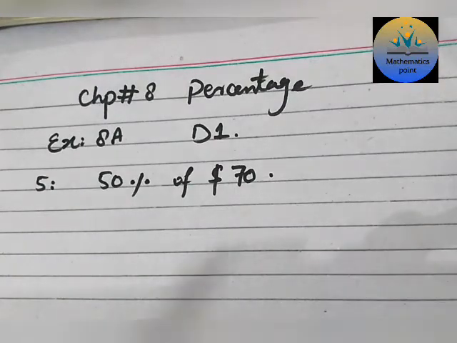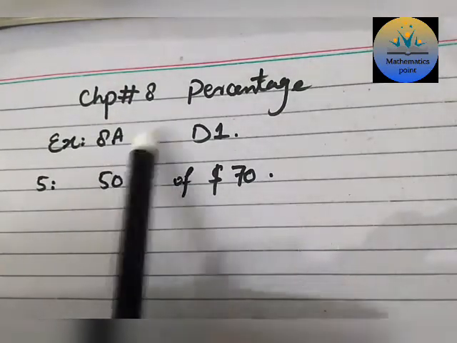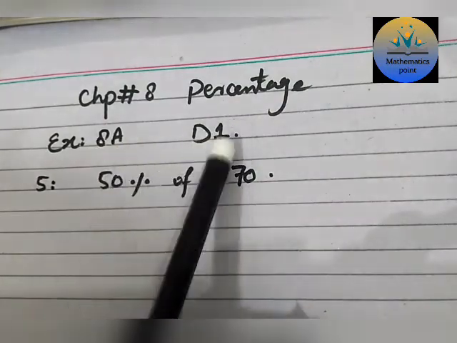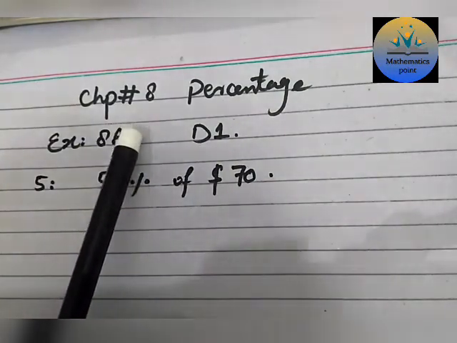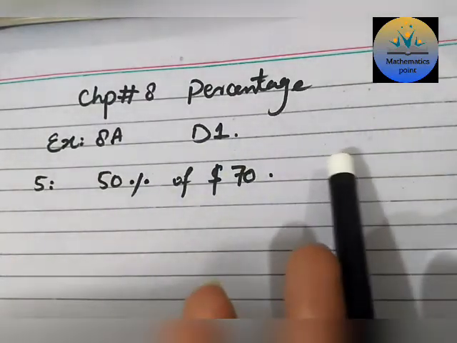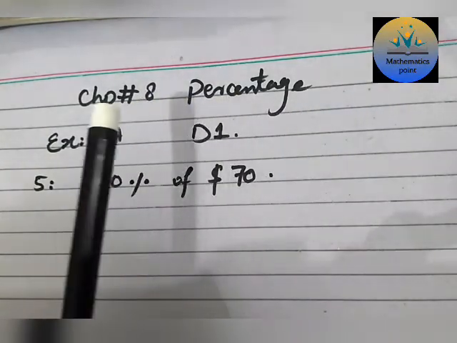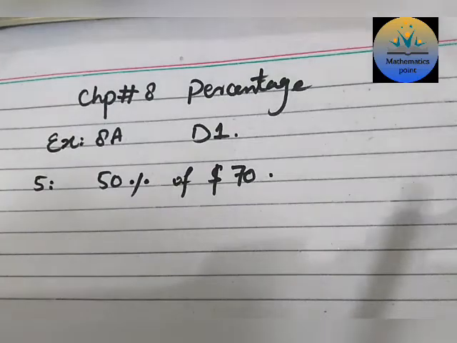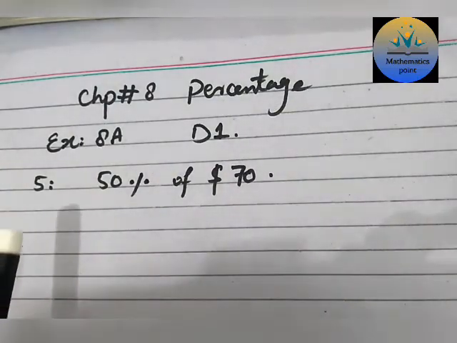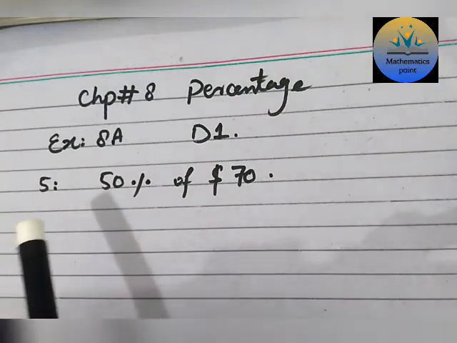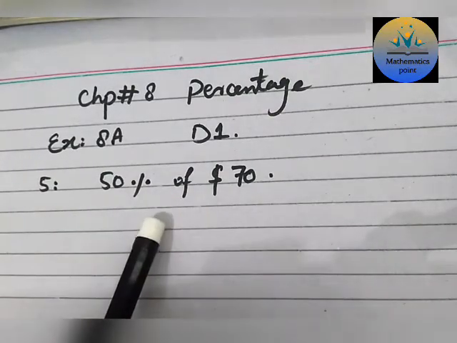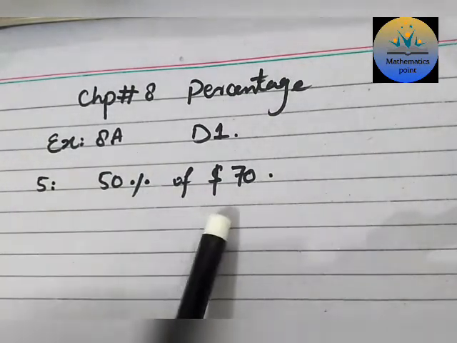So students, today we will do chapter 8 percentage, exercise 8A, D1 and SM1, and in new books it is chapter 4. So the main name of the chapter is percentage, so no need to worry about this 4 or 8, just look at the percentage. And we will do a question for that: find the value of each of the following. We have to find the 50% of 70.